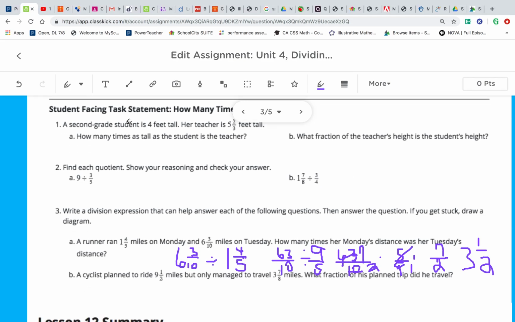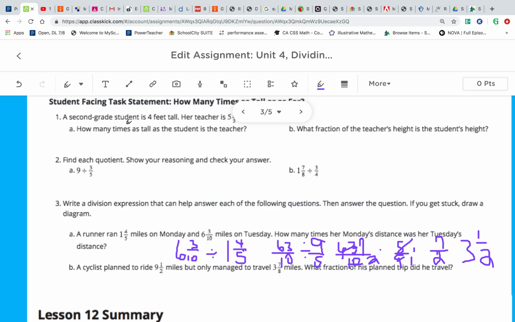Okay, let's go ahead and move down to letter B. A cyclist planned to ride 9.5 miles, but only managed to travel 3 7/8 miles. What fraction of his planned trip did he travel? So we want to know what fraction 3 7/8 is of 9.5. We're going to say, okay, that's 3 7/8 over 9.5 as a fraction. We can think about it as a fraction, which is the same thing as dividing it by the 9.5. So 3 7/8 divided by 9.5.